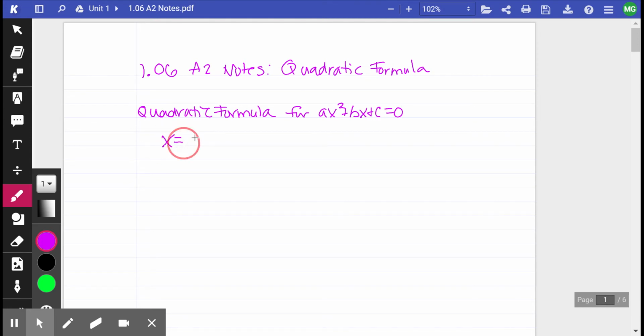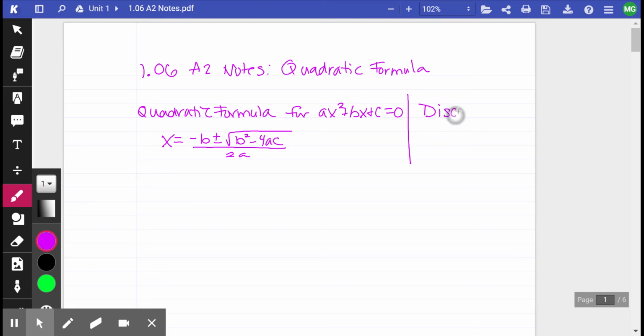The formula is x. I'll sing it to Pop Goes the Weasel, and that helps to remember it. You probably already learned it like that as well. So x equals negative b plus or minus the square root of b squared minus 4ac all over 2a. I apologize for my singing voice, but you get the idea.